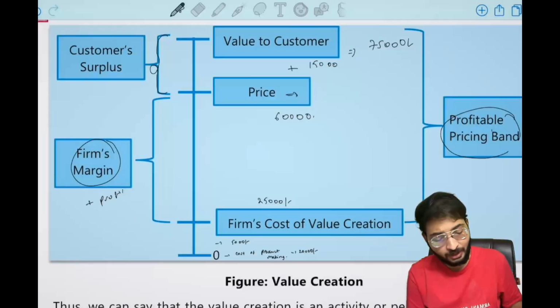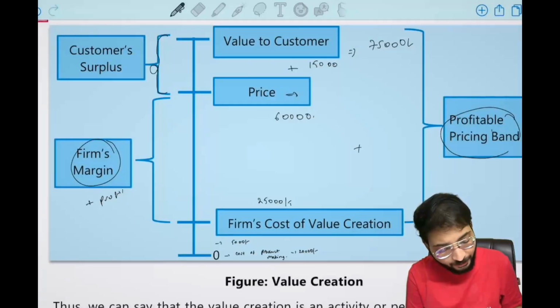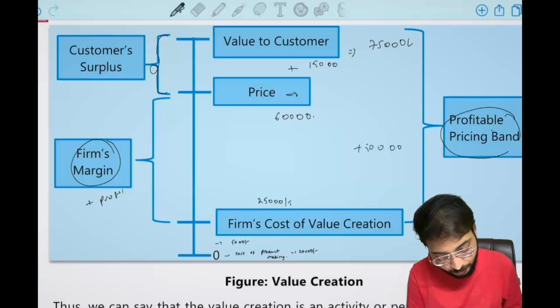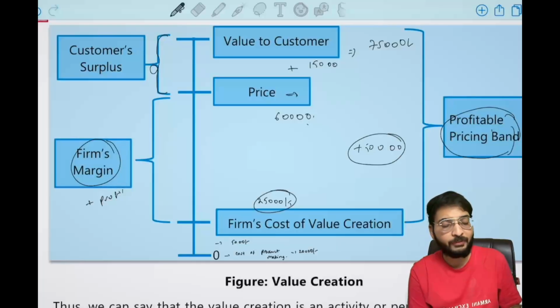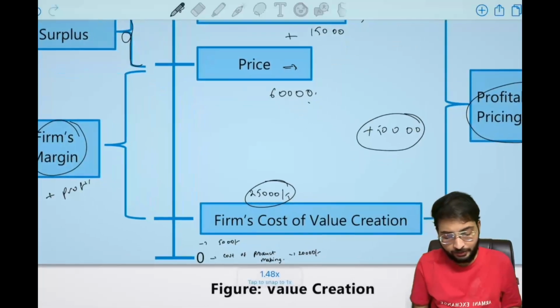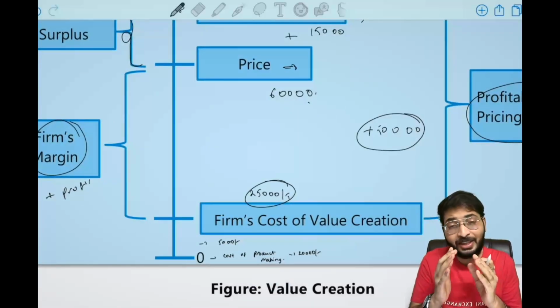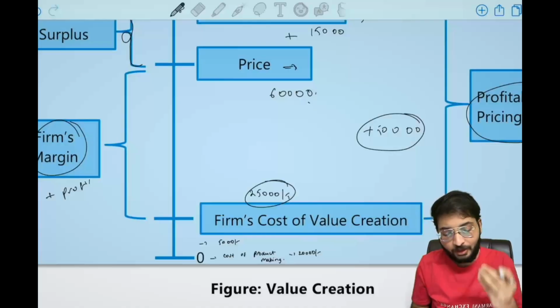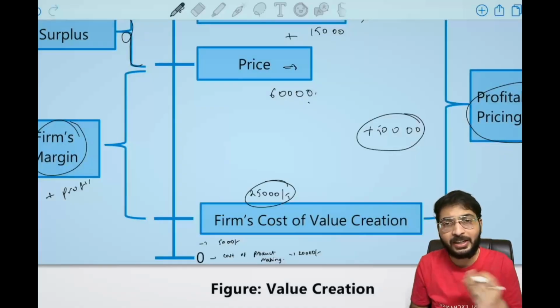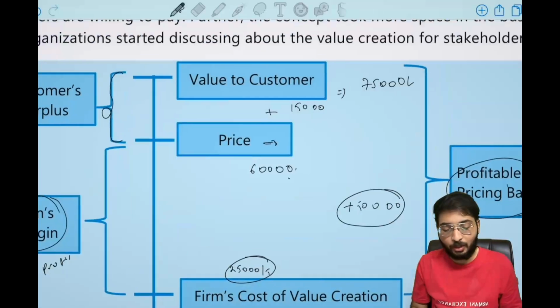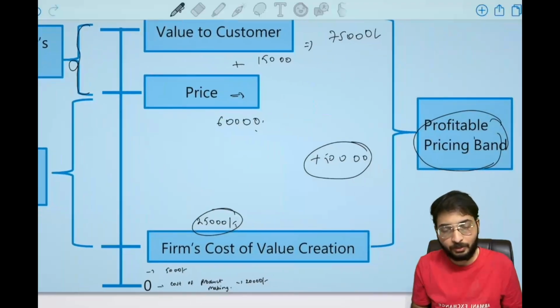So instead of 25,000, the total profit is 75,000 minus 25,000, which is 50,000. That is the profitable pricing band of Apple. Now, take the cost of the product. What is that extra cost incurred to create that particular value? That is called price. Plus, what the customer is willing to pay as that extra amount is called value to the customer. So this will be the total.